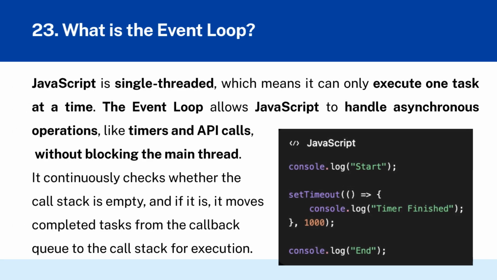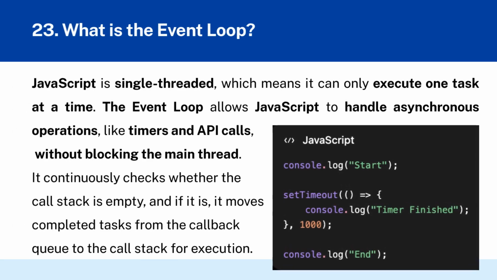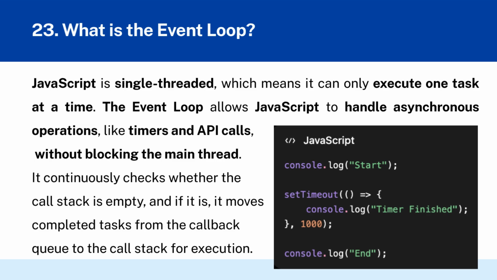What is the event loop? JavaScript is single-threaded, which means it can only execute one task at a time. The event loop allows JavaScript to handle asynchronous operations, like timers and API calls, without blocking the main thread. It continuously checks whether the call stack is empty, and if it is, it moves completed tasks from the callback queue to the call stack for execution.